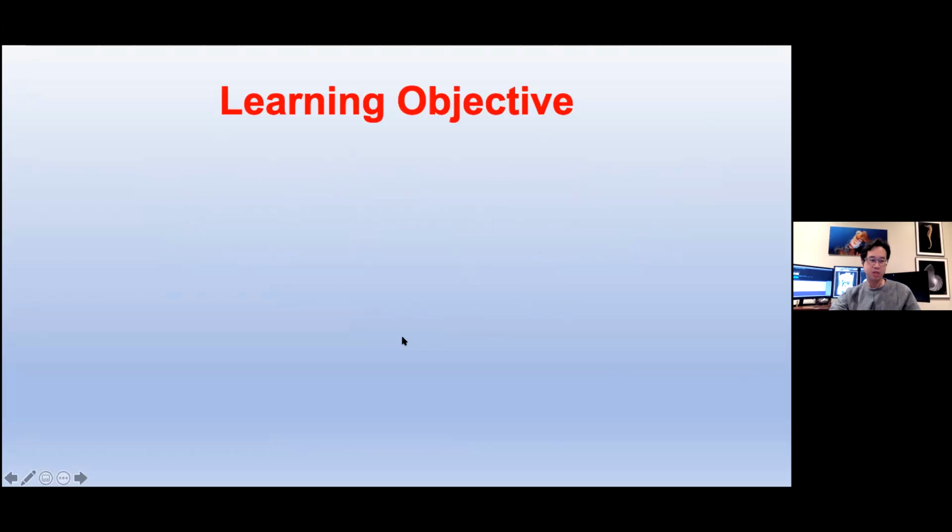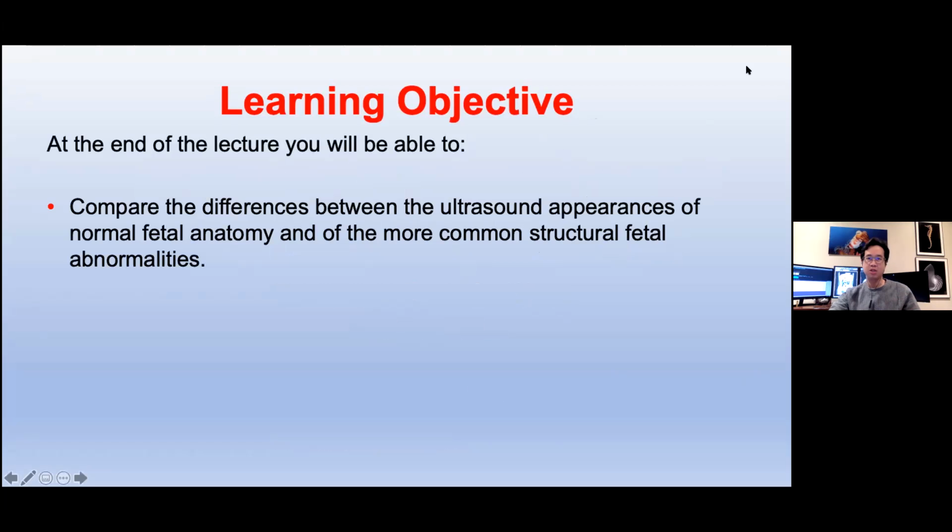We'll talk about the learning objectives of this lecture. After I give the lecture, I hope that you will be able to compare the differences between normal and abnormal structural fetal anomalies, and we'll go over a method to evaluate the fetus from head to toe, so that you have a systematic approach to do this.